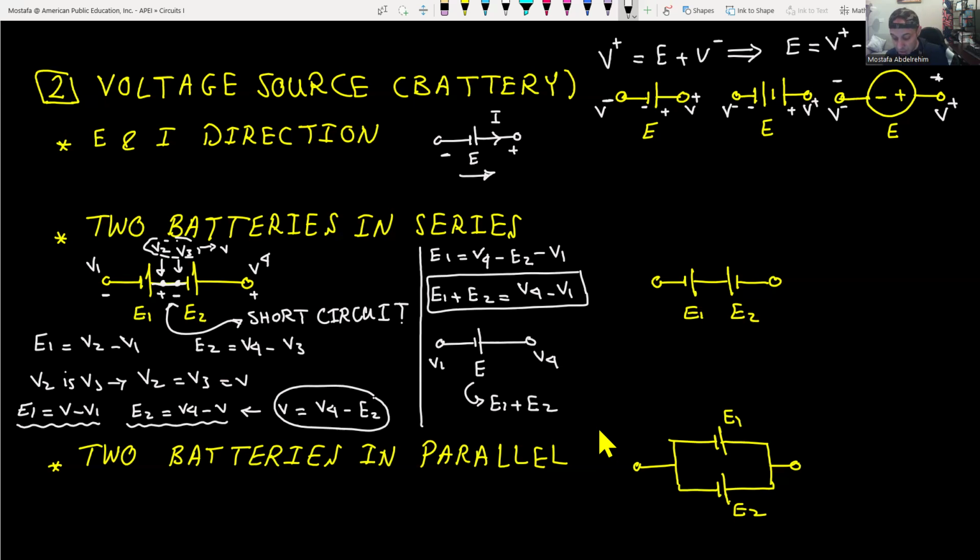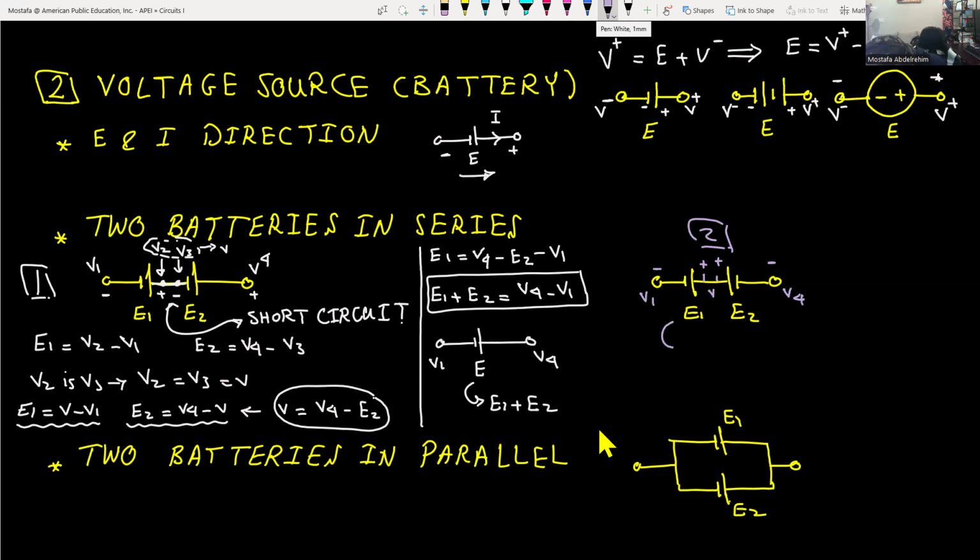Good. So if we go to the second case here, this was case 1. In case 2, we see they are different from each other, opposite to each other. So where is the positive? The positive of E1 is this node here, and that's its negative. Where is the positive of E2? It's in here, and that's the negative. So in that case, let's assume again this is V1, this is V4, and this is V in between.